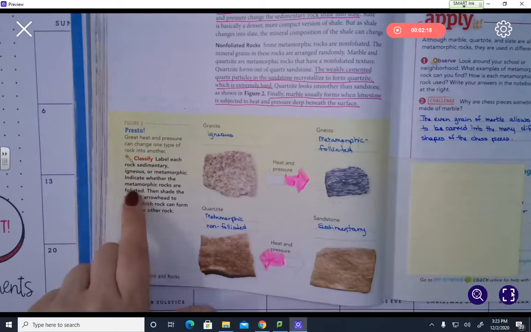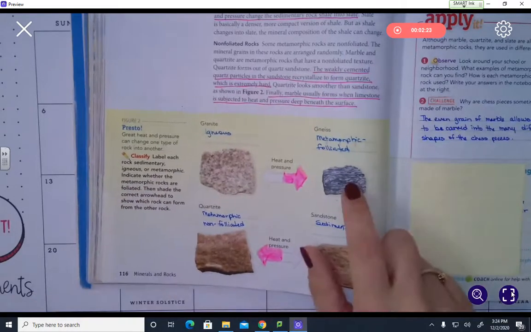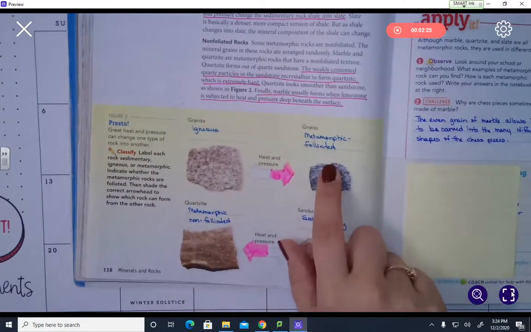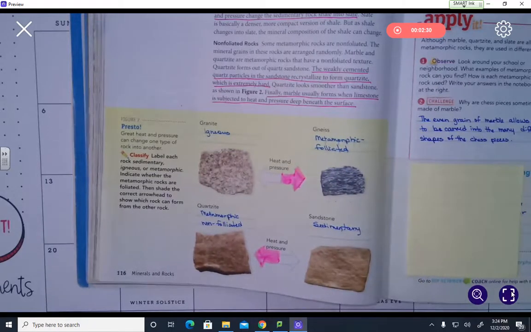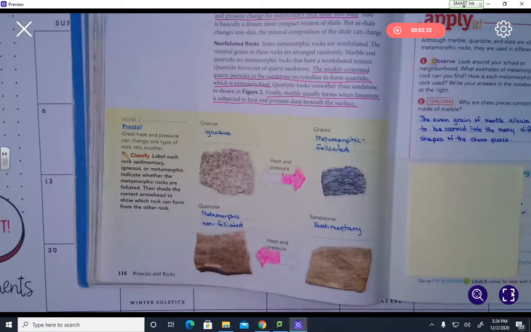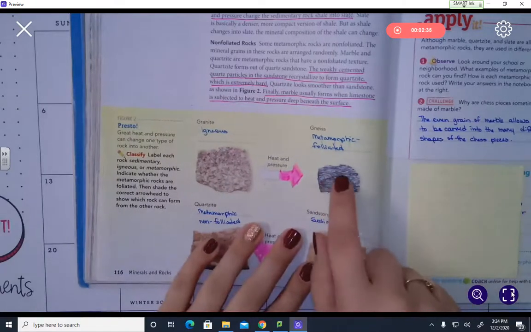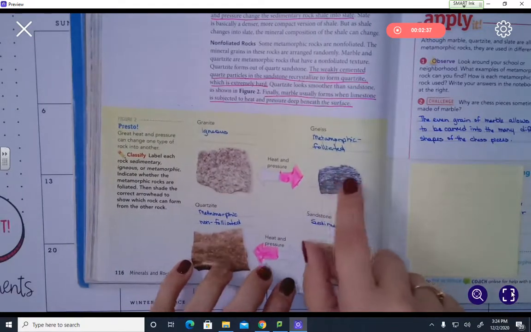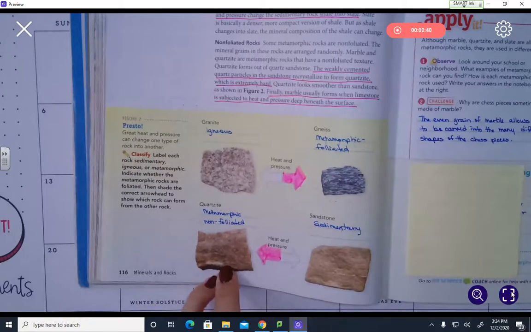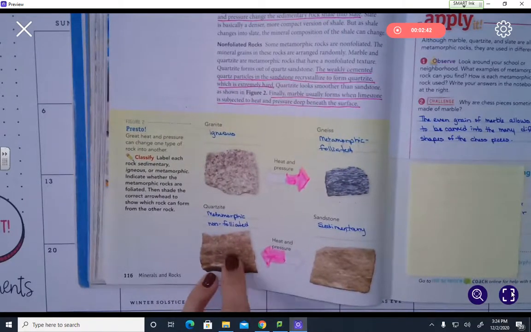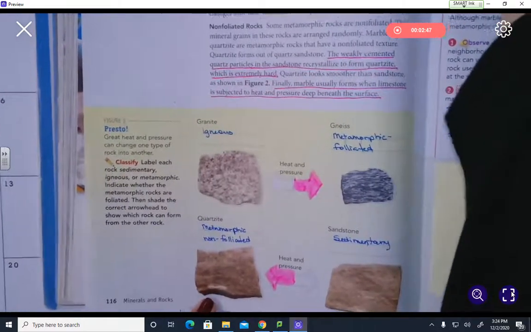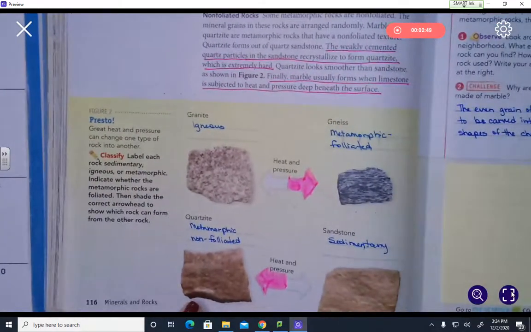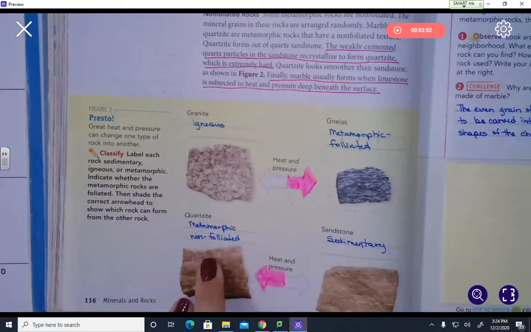The next part says to indicate whether the metamorphic rocks are foliated. So gneiss is foliated, and remember, foliated describes the thin, flat layering found in most metamorphic rocks. That's where you see those layered bands, where you can kind of see the different layers. Then when you look down here at quartzite, you don't see those layers, you don't see those significant marks. You can zoom in a little bit on that. You don't see those markings, so that's non-foliated.